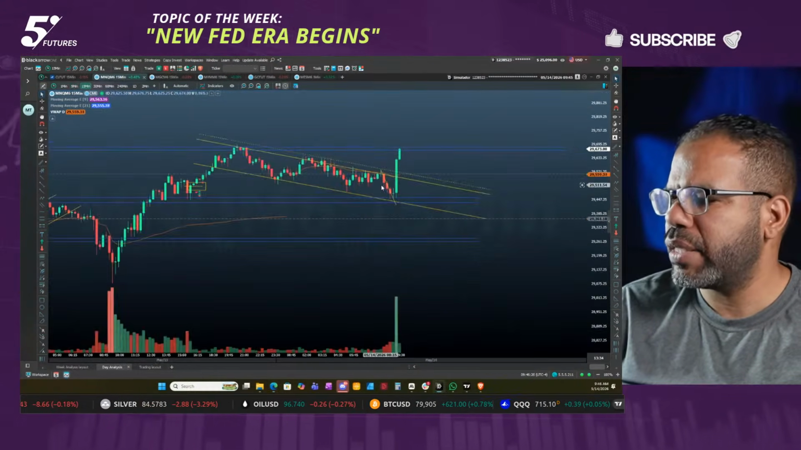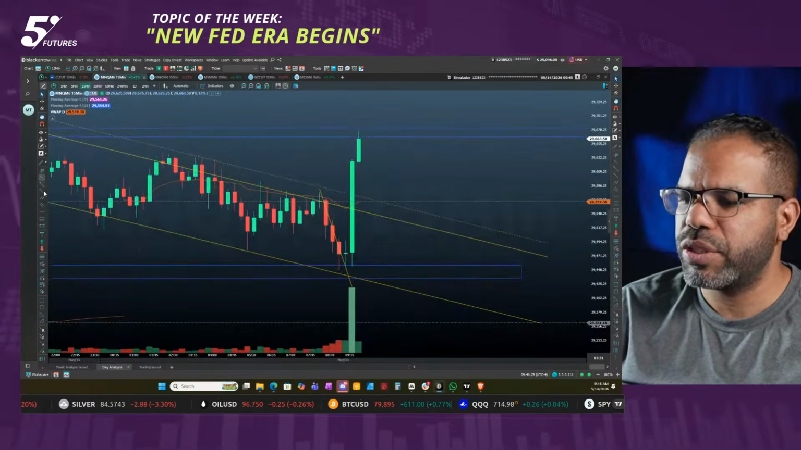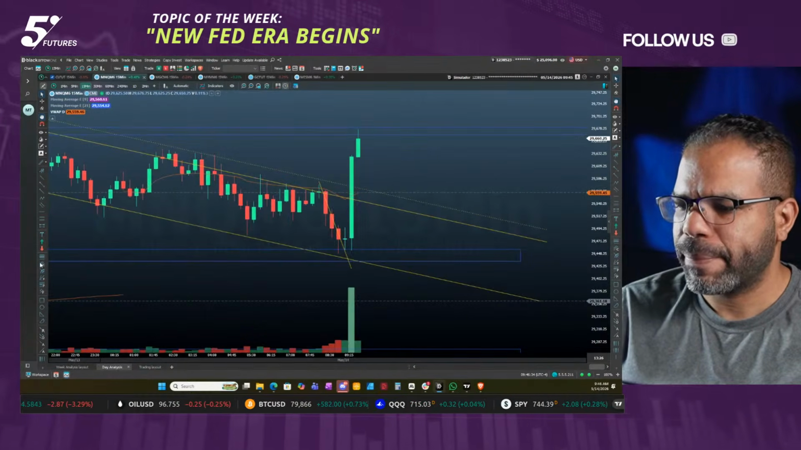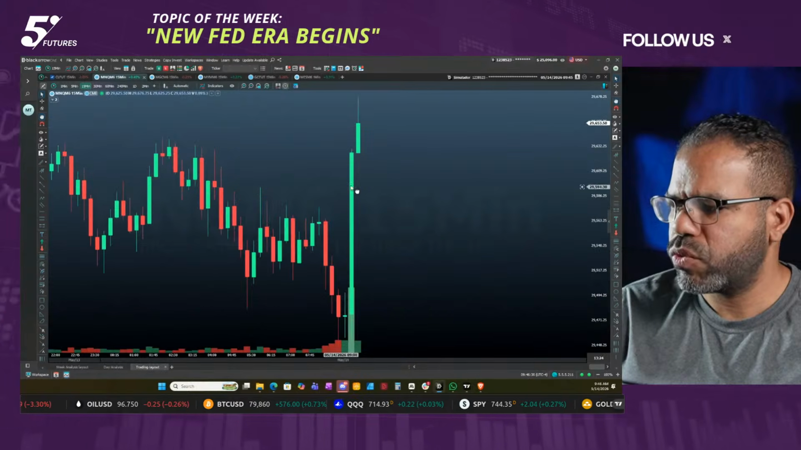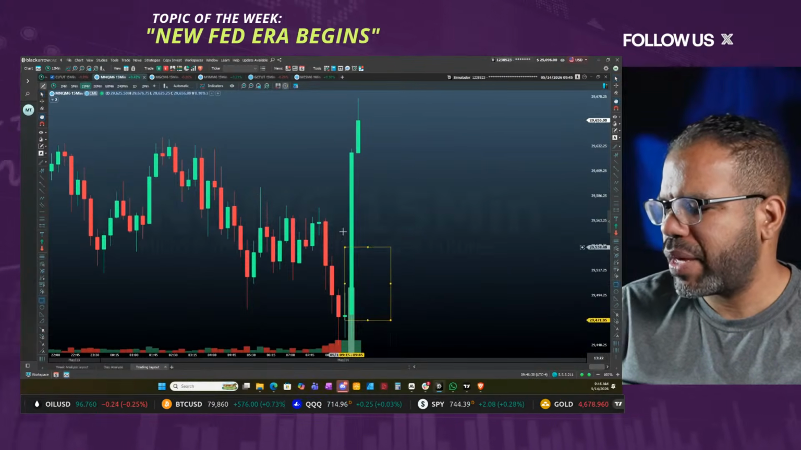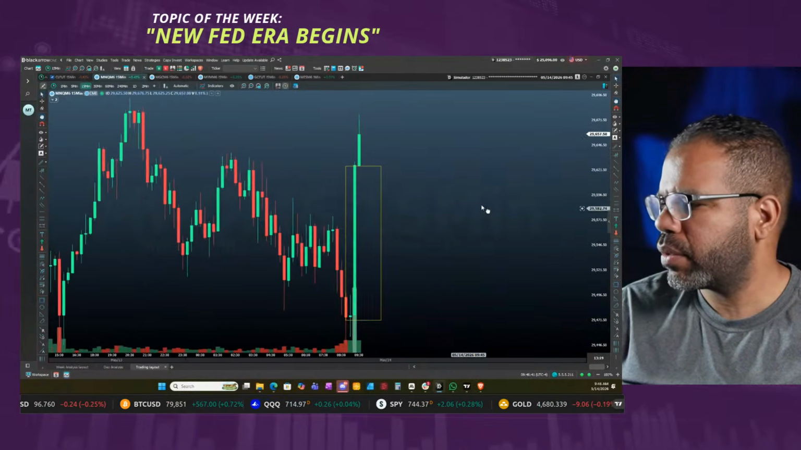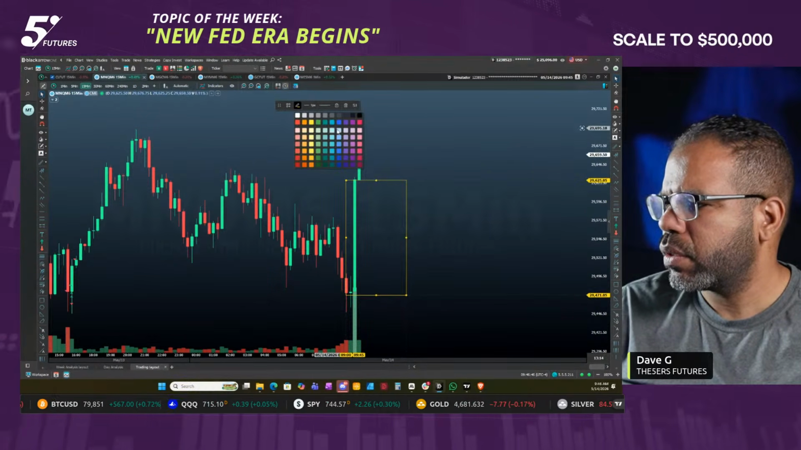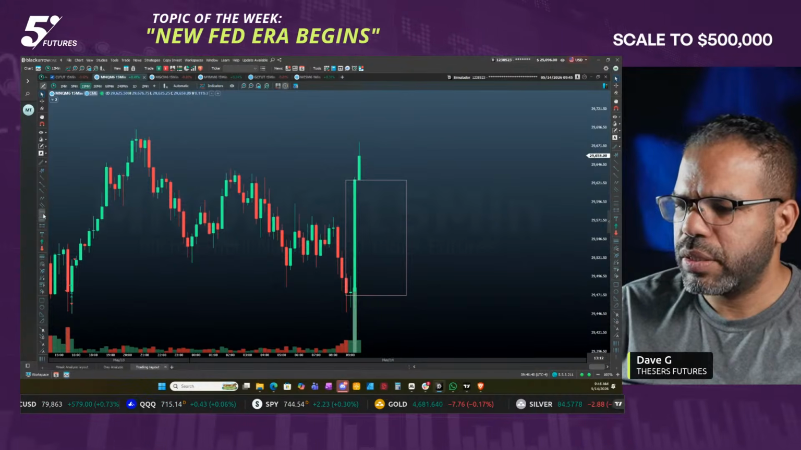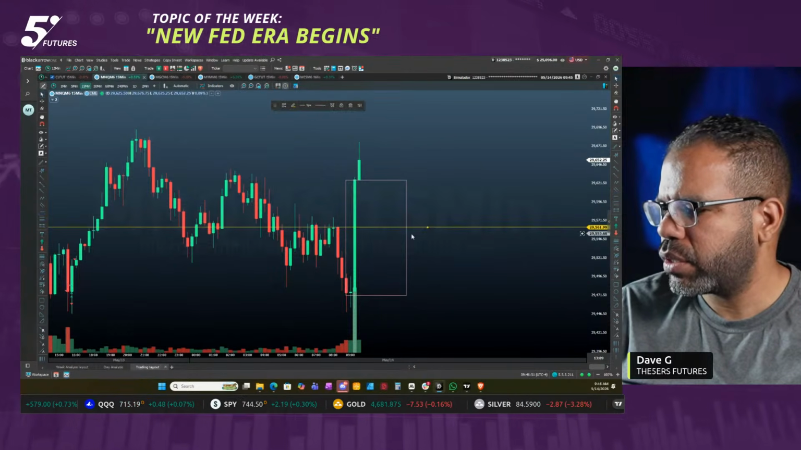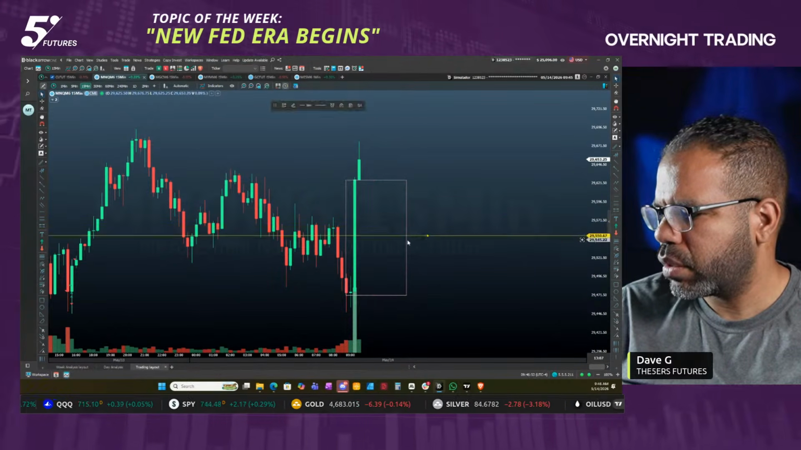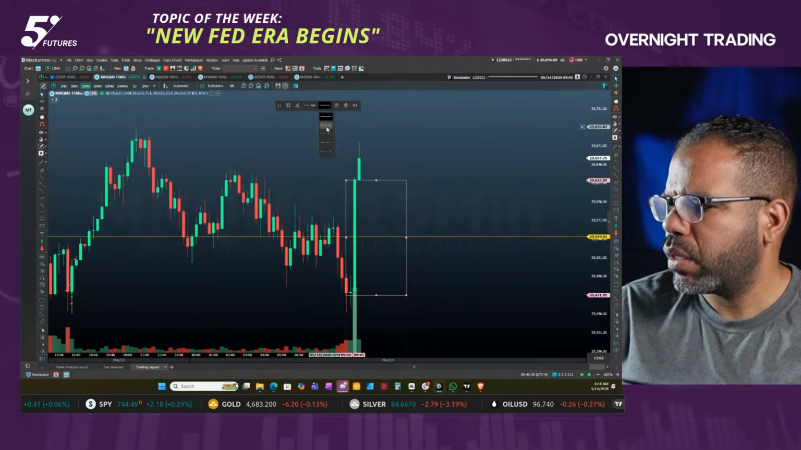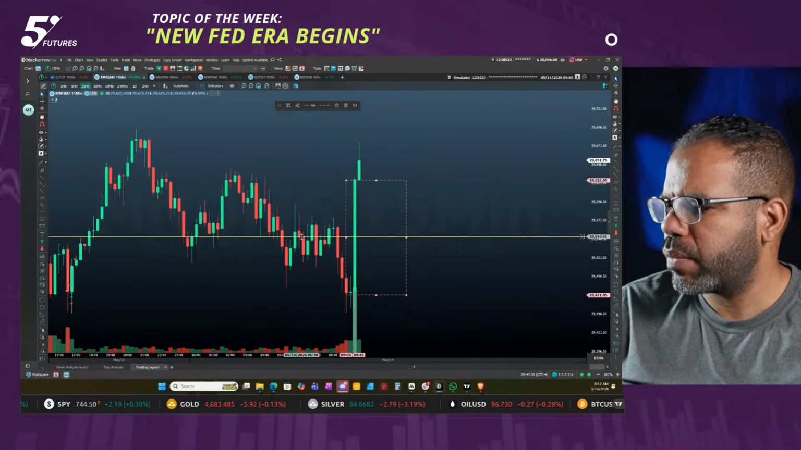So first 15 minutes, let's draw some boxes for Justin. Let me switch to another layout. Let's put my pink opening range box right here. This is the opening range. This is the 50% of the opening range. Or is it? Let's put this in pink as well.